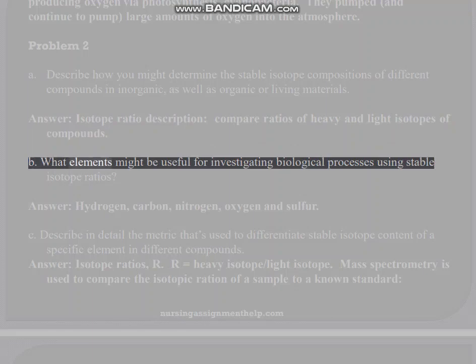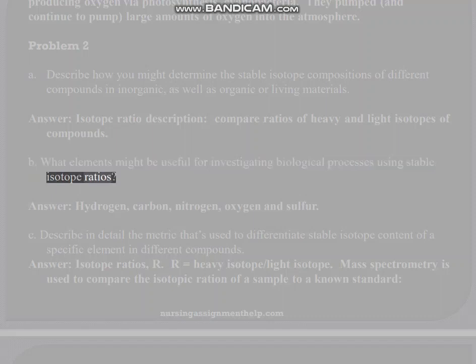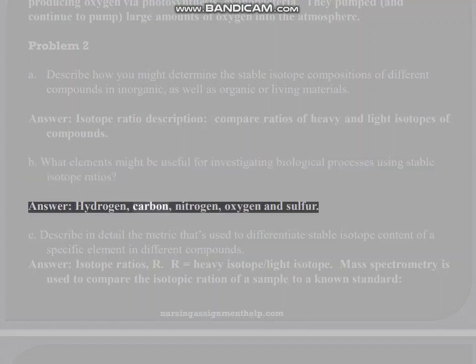B. What elements might be useful for investigating biological processes using stable isotope ratios? Answer. Hydrogen, carbon, nitrogen, oxygen, and sulfur.